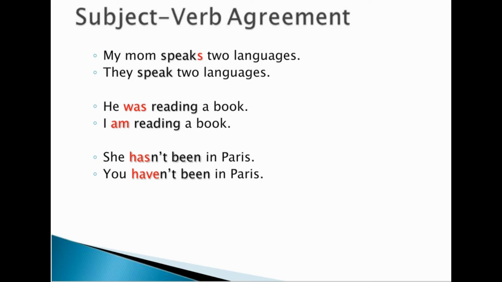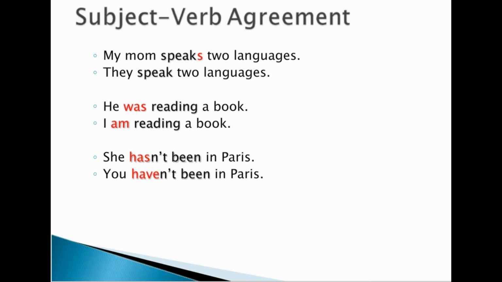In the sentences, she hasn't been in Paris and you haven't been in Paris, the first auxiliary verb is has because our subject is singular, she. And in the second sentence, you is a plural subject. Therefore, we need the auxiliary verb have. It is important to agree the verb with the subject in a sentence. And for that, you need to identify the subject correctly.